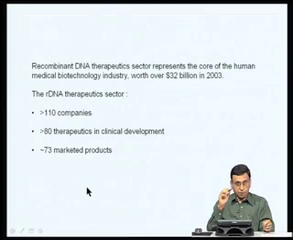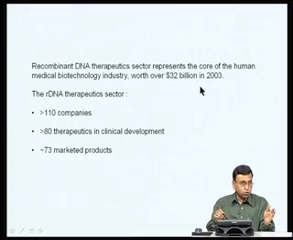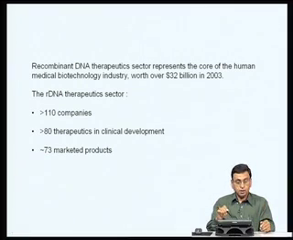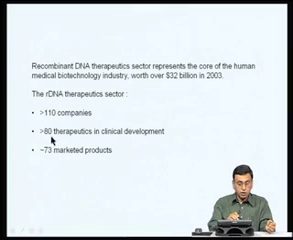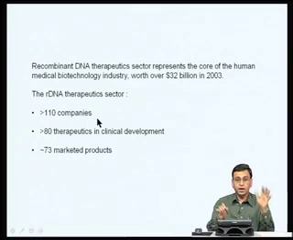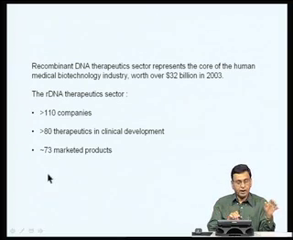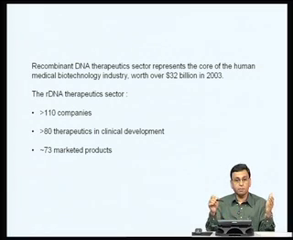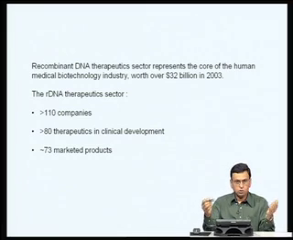So the recombinant DNA therapeutics or biotherapeutics, as they are called today, is a huge industry by itself, worth over 32 billion in the year 2003, and it is now worth much more in the year 2010. It is estimated that there are more than about 110 companies which are specializing in making this kind of recombinant DNA therapeutic, protein therapeutics for human as well as animal health. More than 80 therapeutics are in various stages of clinical development, and at least 73 biotech drugs have been approved by various regulatory agencies and are being marketed for human use. So this has tremendous implications.